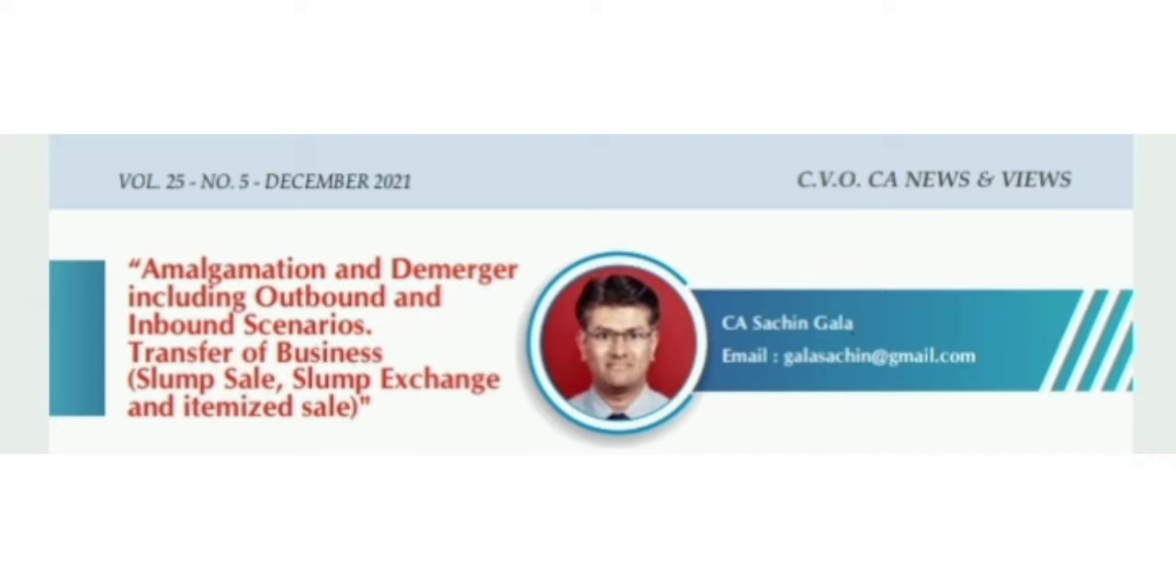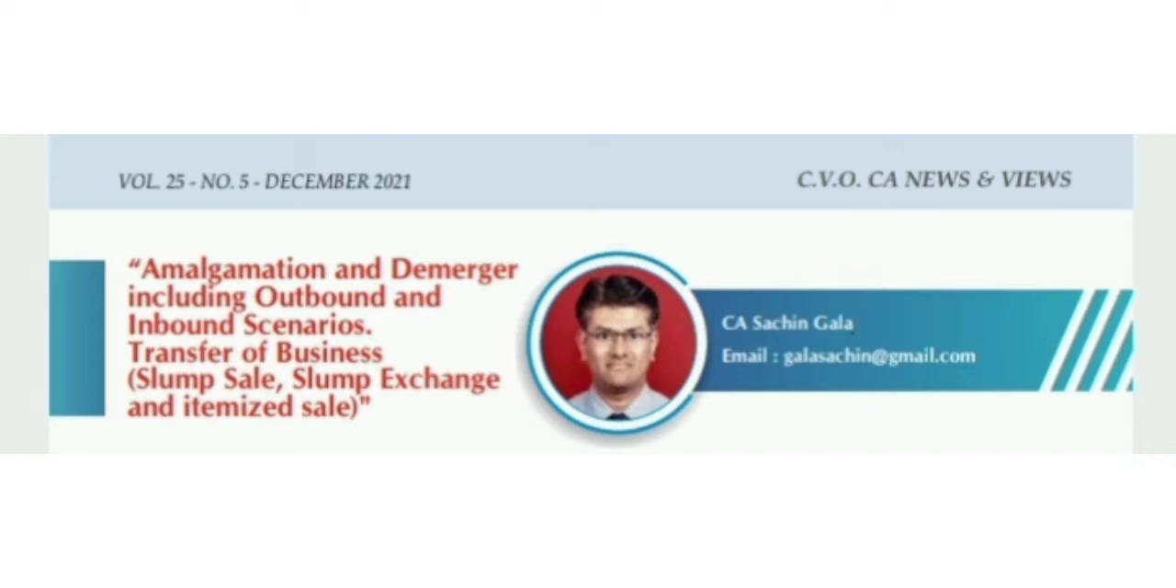Amalgamation. Amalgamation, Section 2(1B) of the Income Tax Act, 1961 means merger of either one or more companies with another company or merger of two or more companies to form one company in such a manner that all the property and liability of the amalgamating companies becomes the property and liability of the amalgamated company.